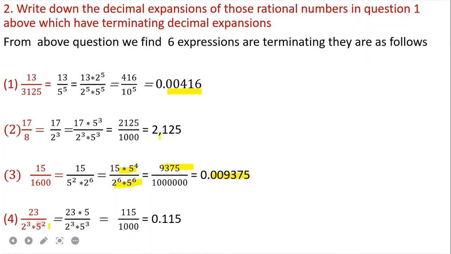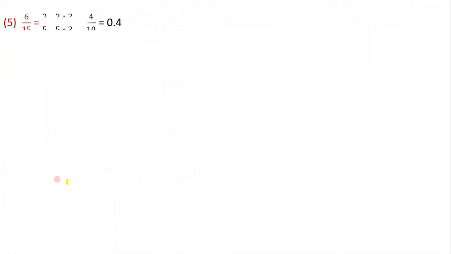Okay. Next, 23 divided by 2 cube into 5 square. In order to balance this equation, I want to multiply with 5 on both sides. So 23 into 5 divided by 2 cube into 5 cube, which is equal to 115 divided by 1000. So this implies 0.115.